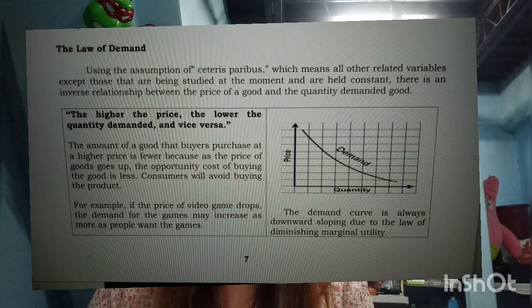So, the amount of goods that buyers purchase at a higher price is fewer because as the price of that goods goes up, the opportunity cost of buying the goods is less. Consumers will avoid buying the product. So, common sense, di ba? Kung mahal ni siya nga produkto, muubos yun siya ang demand. So, not all people will be able to afford to buy that particular product. So, kung mahal, ang demand sa quantity, muubos yun siya.